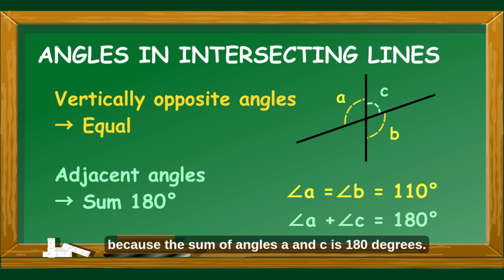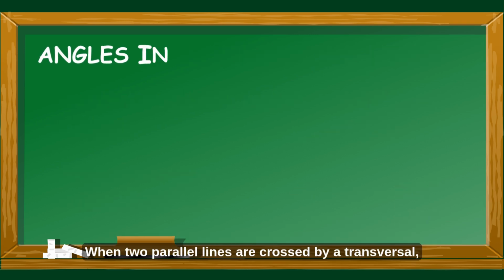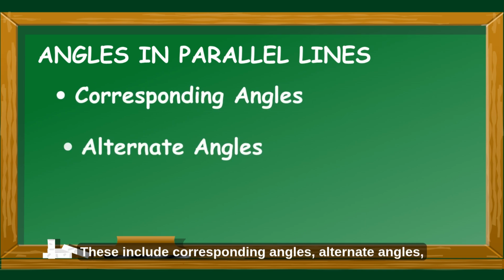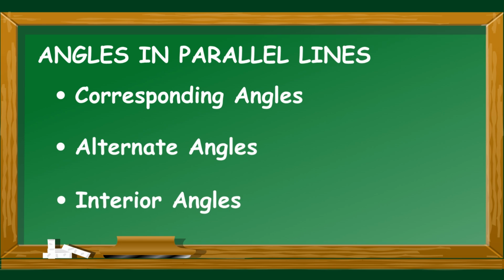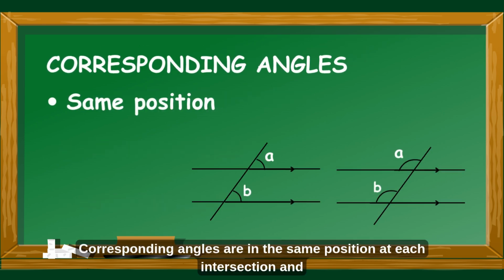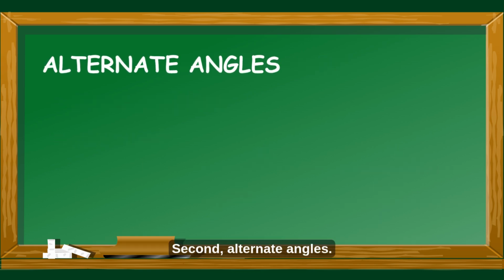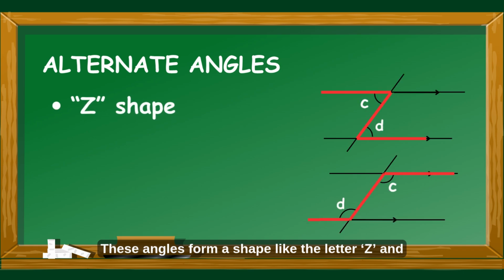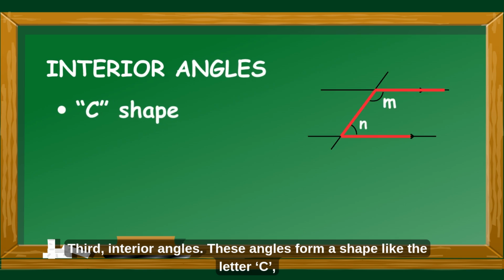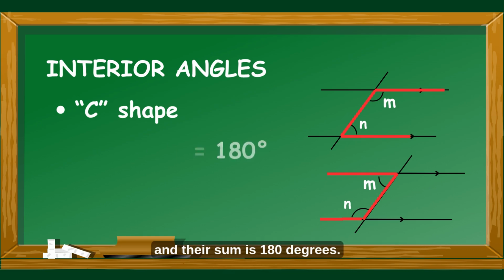When two parallel lines are crossed by a transversal, there are several important angle relationships. These include corresponding angles, alternate angles, and interior angles. First, corresponding angles. Corresponding angles are in the same position at each intersection and are equal in size. Second, alternate angles. These angles form a shape like the letter Z and are equal in size. Third, interior angles. These angles form a shape like the letter C, and their sum is 180 degrees.